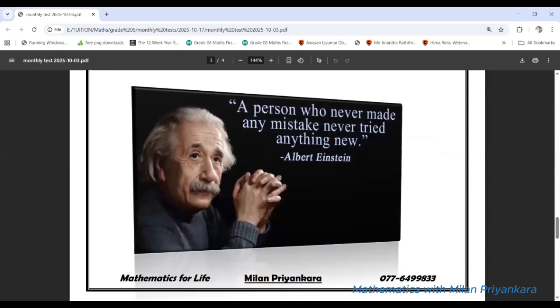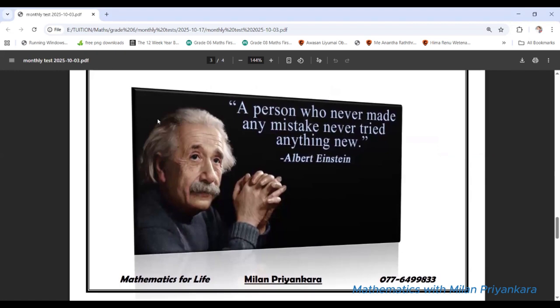And this is my message. A person who never made any mistake never tried anything new. So if you try anything new, it's completely normal that you make mistakes, right? So make mistakes, that's no problem. But the most important thing is that you must not stop. Okay, and that's my message. Actually, I didn't say that. It was said by this genius, right? So therefore, we need to follow this man. We can learn a lot.